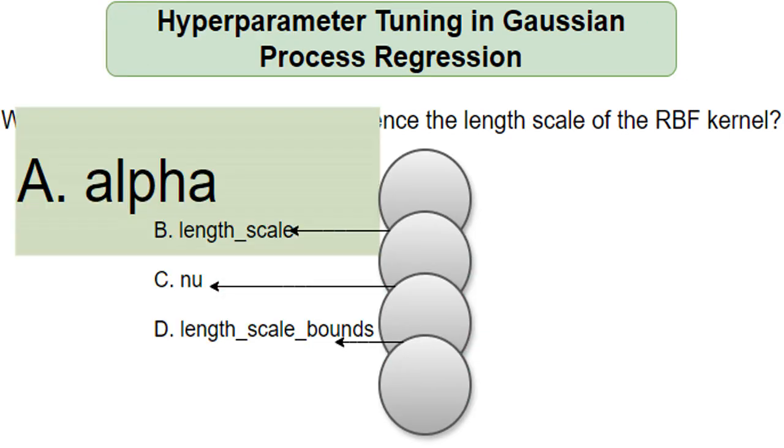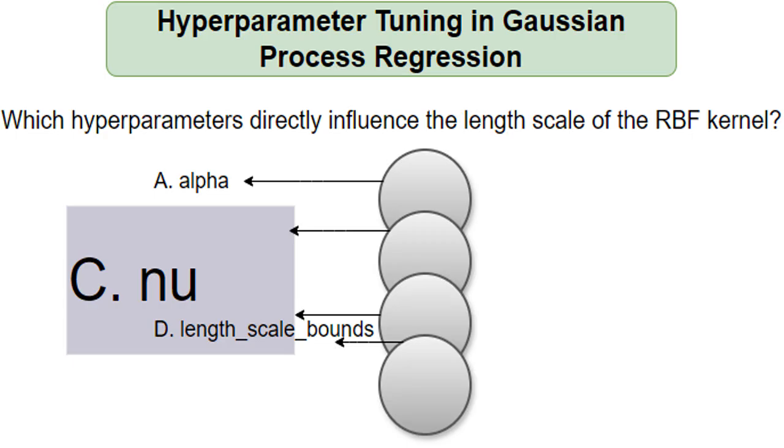Alpha represents the noise level in the observations. I would say it doesn't directly affect the length scale. The formula I just mentioned has nothing to do with it. Changing alpha changes how much the model accounts for noisy data, but not the spatial range of influence. Nu is a hyperparameter used with different kernels, like the Sklearn kernel, not the RBF kernel. It's completely irrelevant to the RBF kernel's length scale.